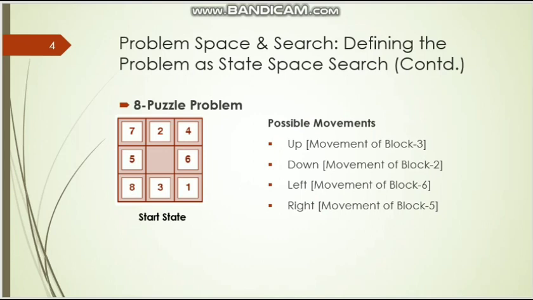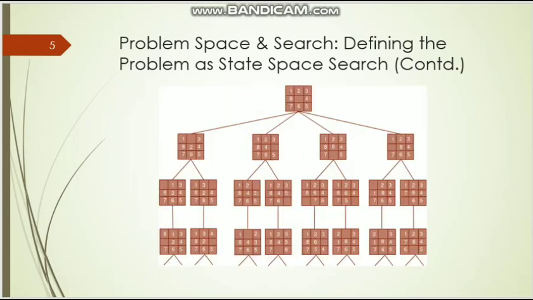So the up movement is possible if the current state is this. The up movement is possible on the block 3, left movement is possible on the block 6, right movement is possible on the block 5, and the down movement is possible on the block 2. So in this way, by taking such movements, we can draw the search space, right?